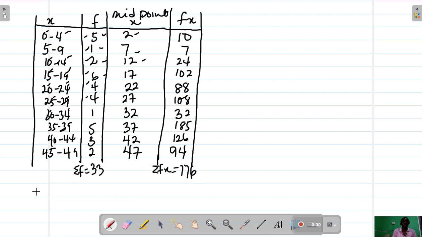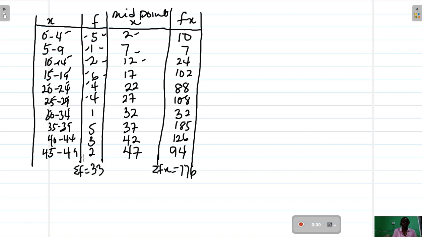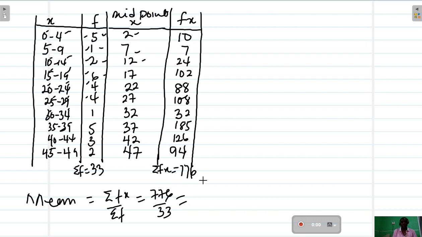So therefore our mean will be sigma fx over sigma f. So it will be 776 over 33. 776 divided by 33 will give us 23.51.